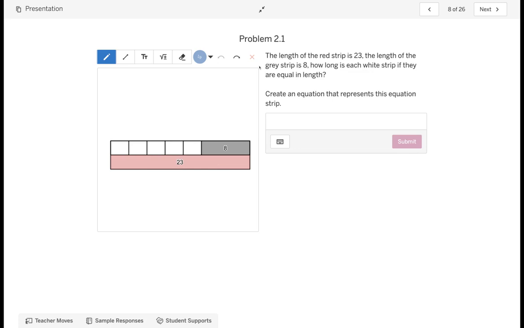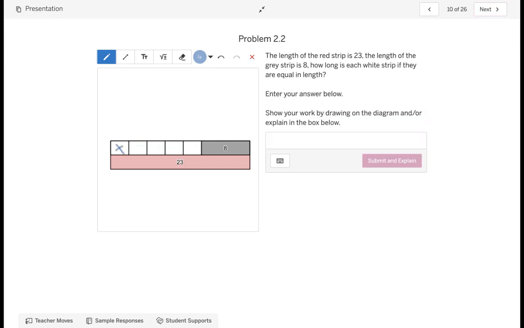Next one, the length of the red strip is 23. The length of the gray strip is 8. How long is each white strip if they're equal in length? So I know each of these are x because they're the same, but I don't know their value. Therefore, the equation would be 5x plus 8 equals 23.